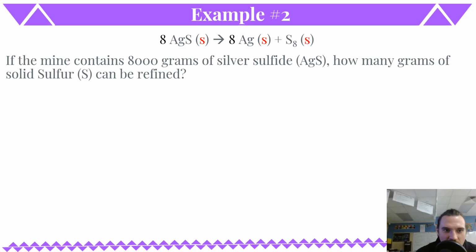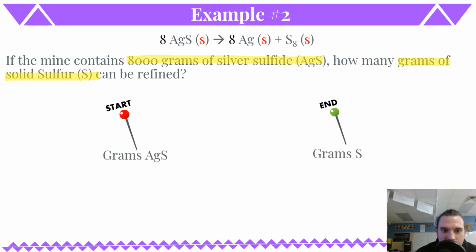Sulfur is a very useful chemical for making sulfuric acid, which is the most produced chemical in the world, the most sold chemical in the world. Okay, so let's say we got those 8,000 grams of silver sulfide again. How many grams of solid sulfur can be refined? Our start is our grams of silver sulfide, and our end is our grams of solid sulfur.